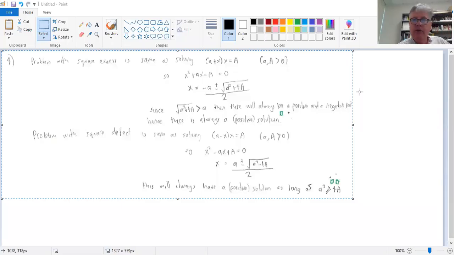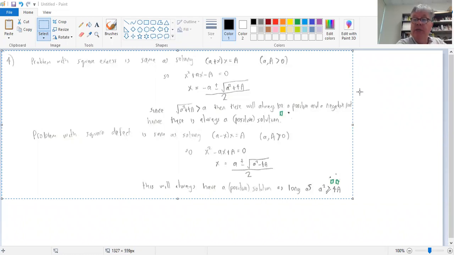Okay, going over to question 4. Why can we always solve the problem with square excess? Well, that's the same thing as finding x such that x plus little a times x equals big A, where we want everything to be positive. Okay, so if we look at the corresponding quadratic equation, we get x squared plus little ax minus big A equals 0. And so then we can just use the quadratic formula.